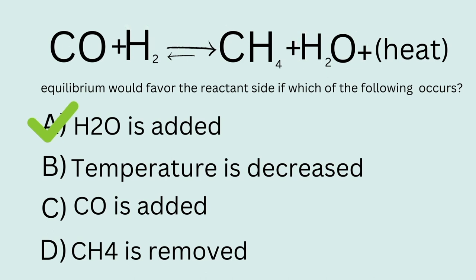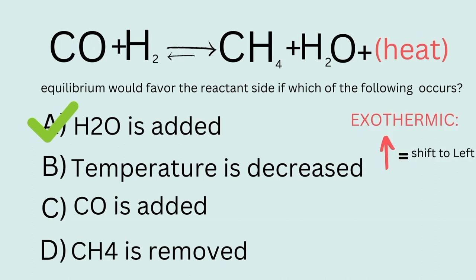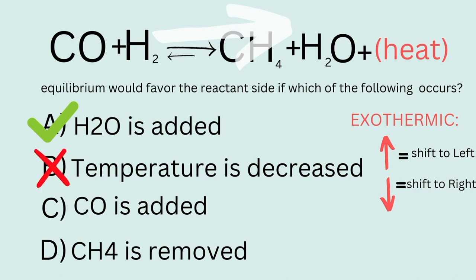B, if we decrease the temperature. Well, we know this is an exothermic reaction, right? Because we see the heat on the product side. So remember our rules for exothermic reactions. If we increase the heat, it will shift to the left. If we decrease the heat, it will shift to the right. So here, temperature is decreased on an exothermic reaction, so the shift will be towards the products. That makes B wrong.